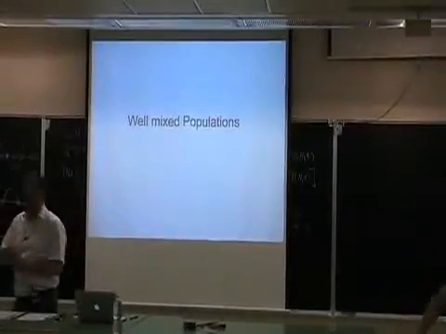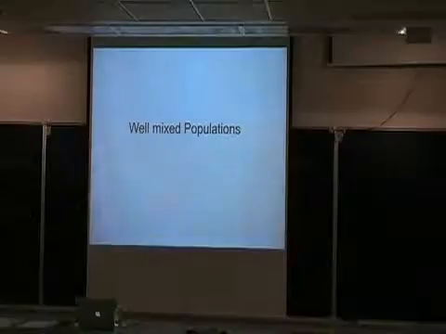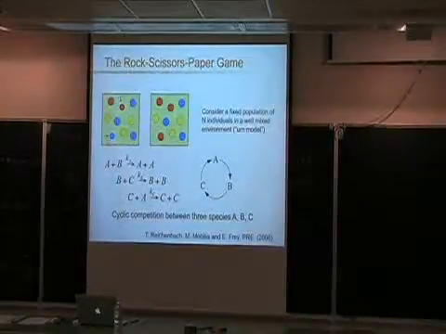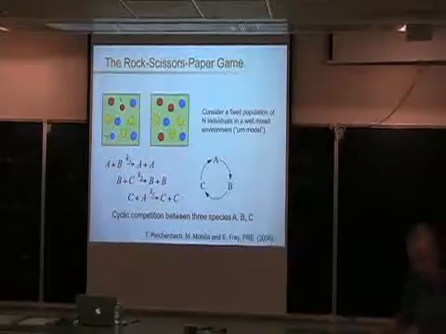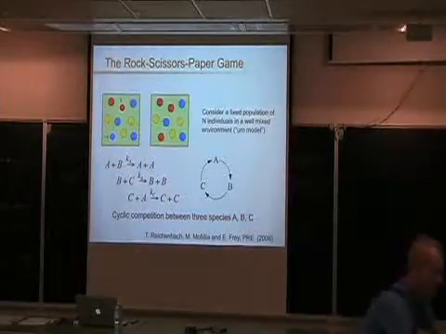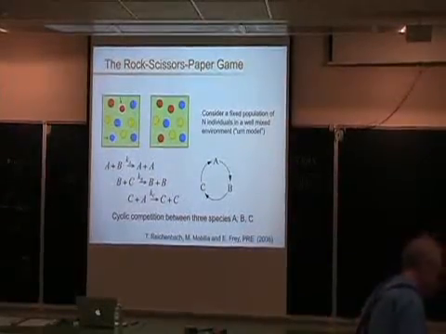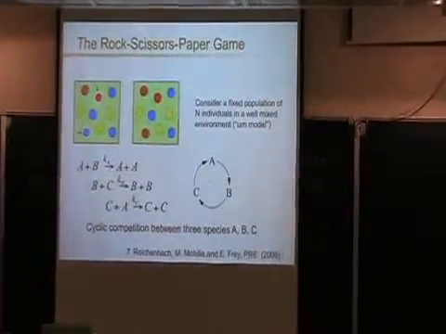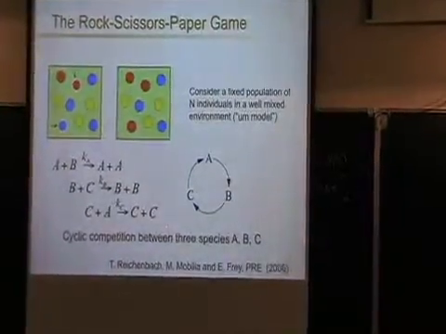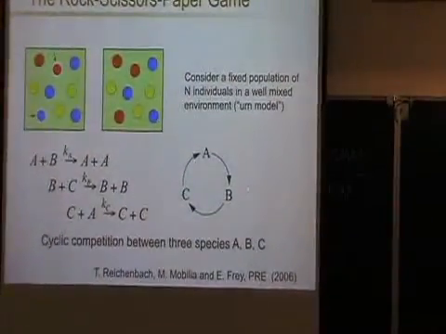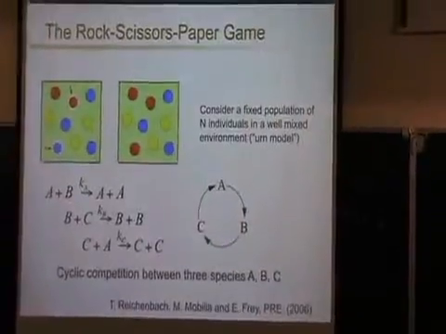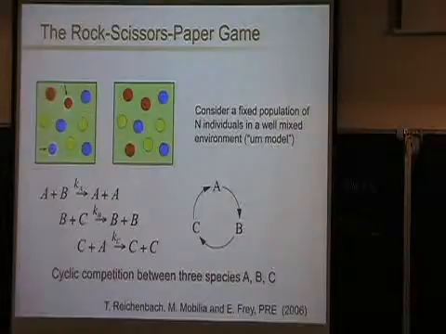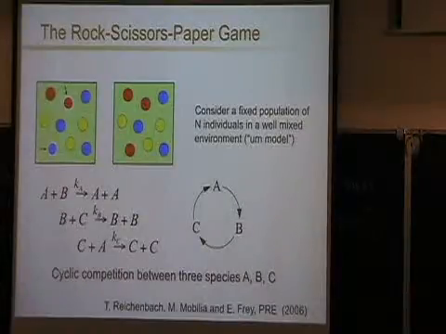Okay, so we're now talking about well-mixed populations, and the example I want to give is the rock-paper-scissors game. And we're not going to analyze this mathematically, but really in terms of these simple scaling arguments. So I told you already, the game is defined by these three reactions, where A dominates B, B dominates C, and C dominates A, in a Moran model, where you keep the population size constant.